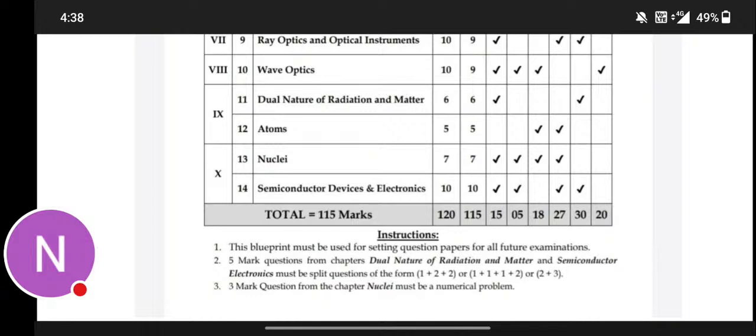A and B are divided, right? Section A, section B in 5 marks. For B, 20 marks you are getting. So totally 115 marks are there, in which 70 marks you have to write with options. All total it will be 115 marks you are getting.